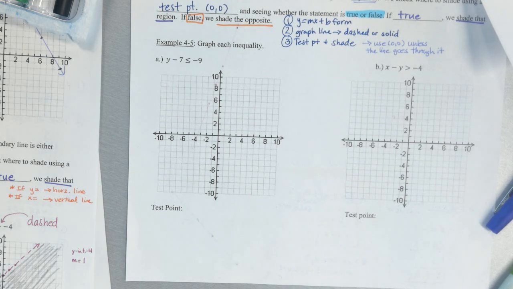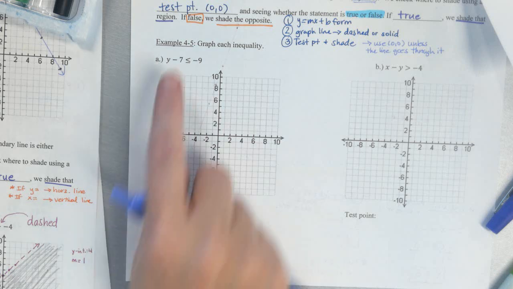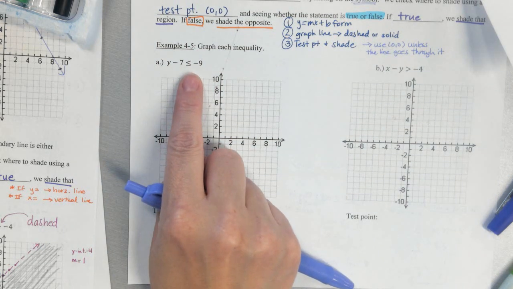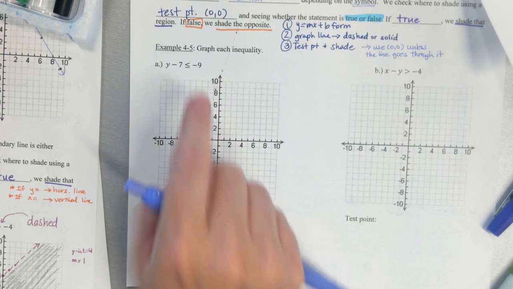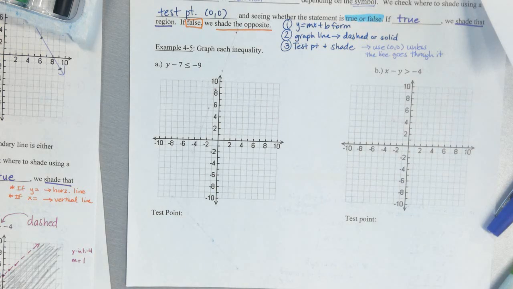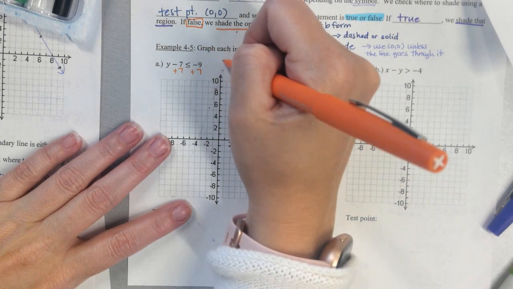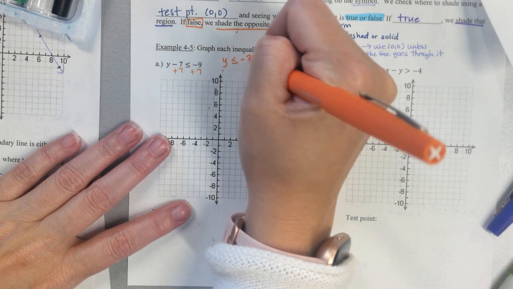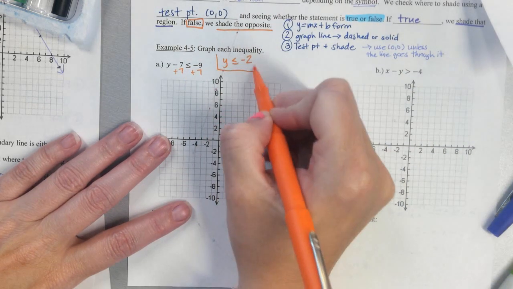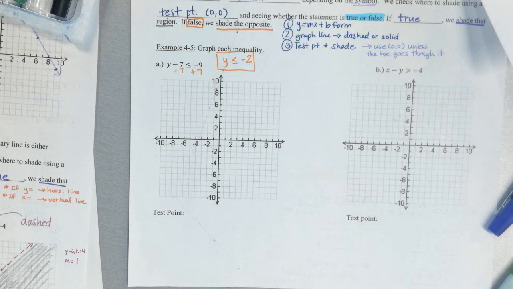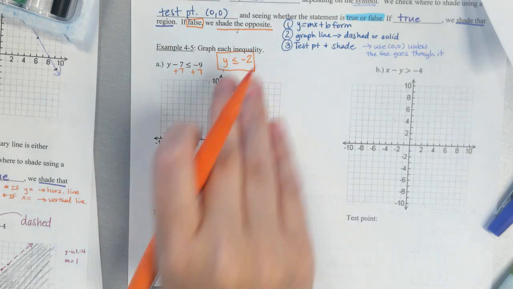The first thing I'm going to do is put it in y = mx + b form. So I have y minus 7 is less than or equal to negative 9. So what can I do to get y by itself here? Great. Okay, so if I do that, then I have y is less than or equal to negative 2. This is in the form y = mx + b, even though there's no x term. If there's no x term, do you guys know what your slope is? It's not 1. It's 0. Okay, so if there's no x, it'll be 0.